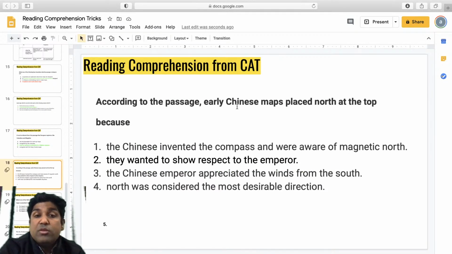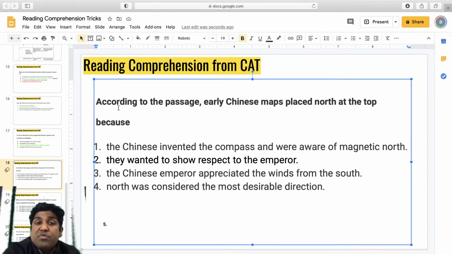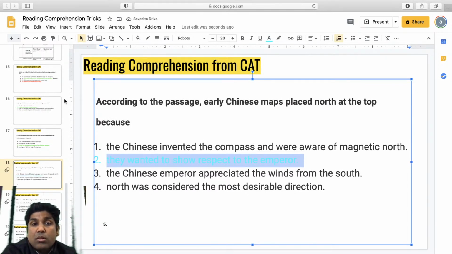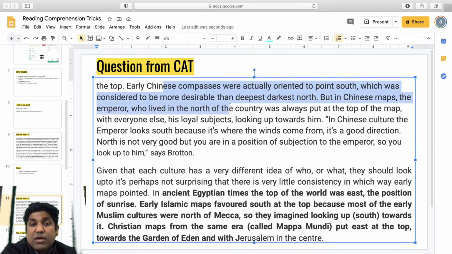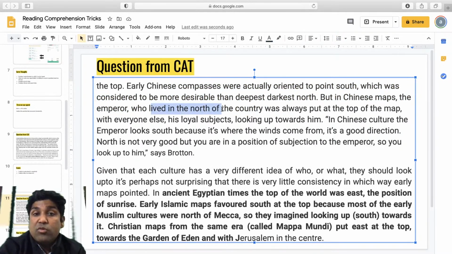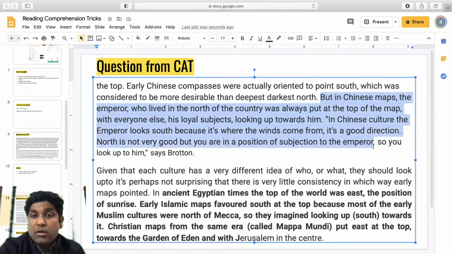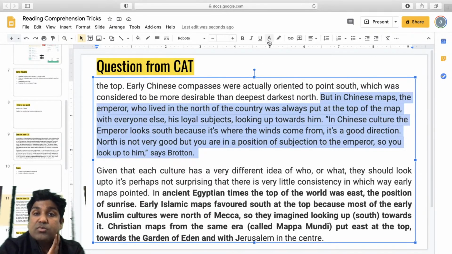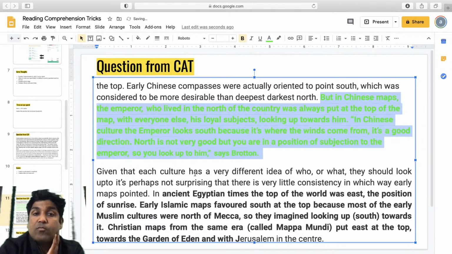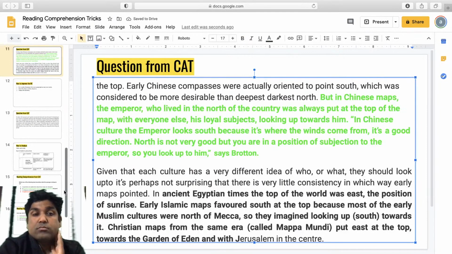Next comes, according to the passage, early Chinese maps placed north at the top. Early Chinese maps placed north at the top because they wanted to show respect to the emperor. You read here that early Chinese compasses actually pointed to the south, which is considered more desirable than the darkest, deepest north. But in Chinese maps, the emperor who lived in the north of the country was always placed at the top, with everyone else as his loyal subjects looking towards him. Basically, it is a good direction. North is not very good, but you are in a position of subjection to the emperor, so you always look up to him. That is how.